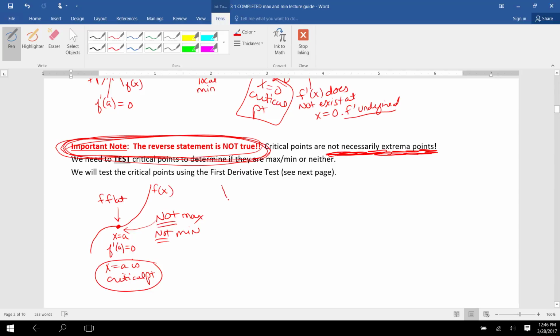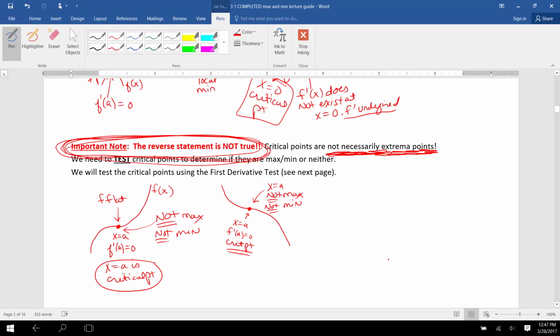Similarly, maybe your graph is going down and it's concave up and it flattens for an instant. F prime of a is 0. And instead of then turning and going back up, where it would be a minimum, maybe it just keeps going down like this. So now x equals a is a critical point. It's a place where the derivative is 0. But x equals a is not a max, and it's not a min. It's not the very highest, not the very lowest in its local region.